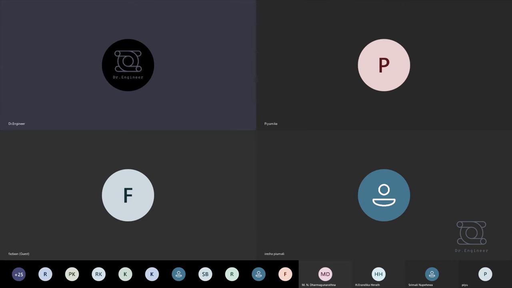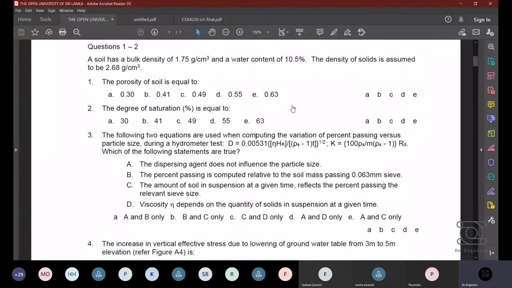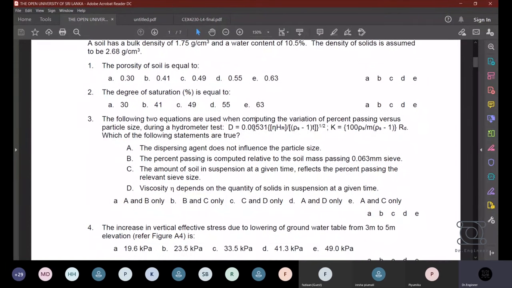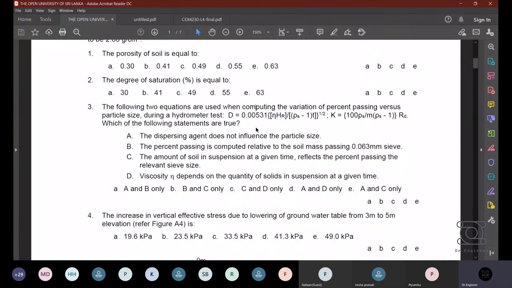Right, the next question is a statement question, right? Most of the students might be afraid of statement questions, but it's very easy. You just have to be tricky while handling them. So let's see. The following two equations are used when computing the variation of percent passing versus particle size during a hydrometer test. One is the particle size equation and the other one is the percent passing, right? Which of the following statements are true?